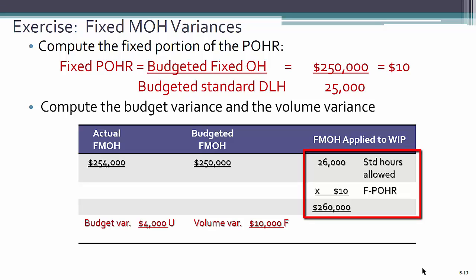We thought we were only going to work 25,000 hours or $250,000 worth of budget, so our production must have been higher than the budget because the standard hours allowed are higher than the budgeted hours. Therefore, the volume variance is favorable.